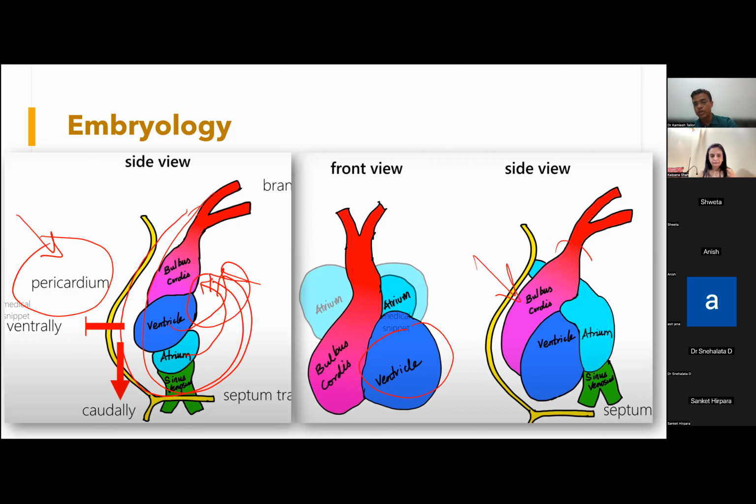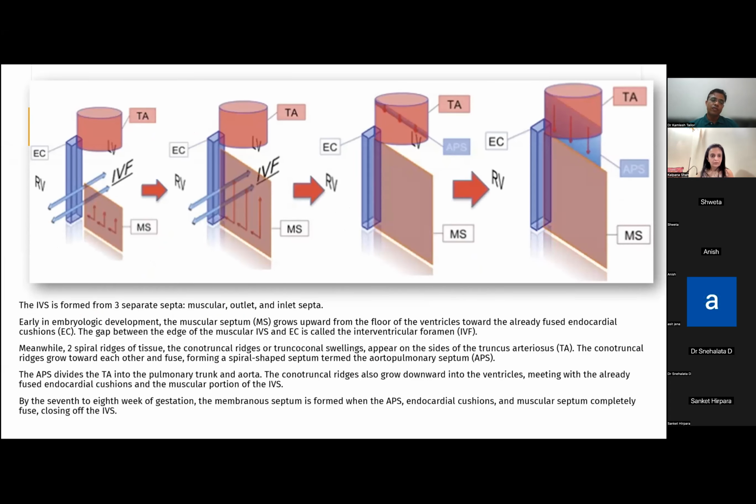This part of the bulbus cordis which I mentioned forms the RVOT and LVOT. This is the left ventricle side. The lower part of the bulbus cordis forms the trabeculated right ventricle, and then gradually the atrium also grows and goes in behind, and this will become the LA, and this part becomes the RA. So now we come to the embryology of the interventricular septum, which is slightly difficult to understand.